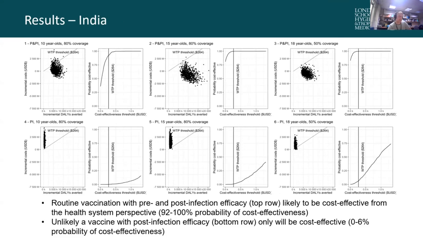Again, in the top row, we see that a pre and post-infection efficacy vaccine, something that will stop you getting infected and also stop you getting sick, is likely to be highly cost effective at the Oculek thresholds. However, the opposite is the case for a post-infection only vaccine. So something that stops you just from getting sick is unlikely to be cost effective, with a less than 6% chance of cost effectiveness in India.